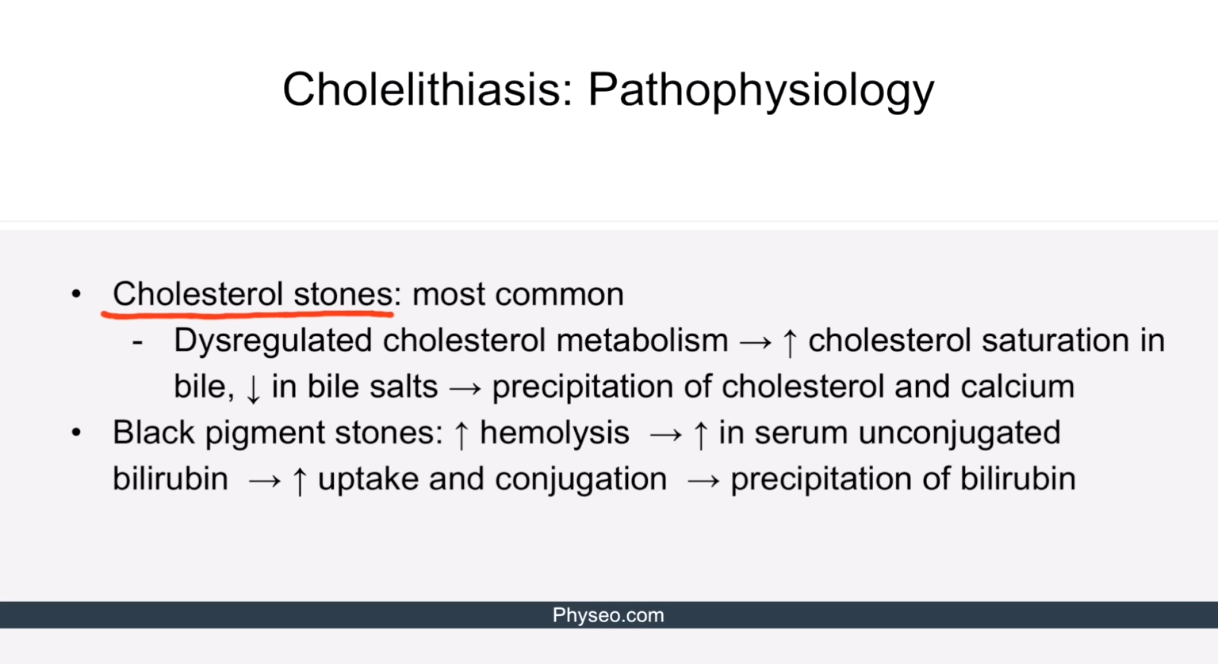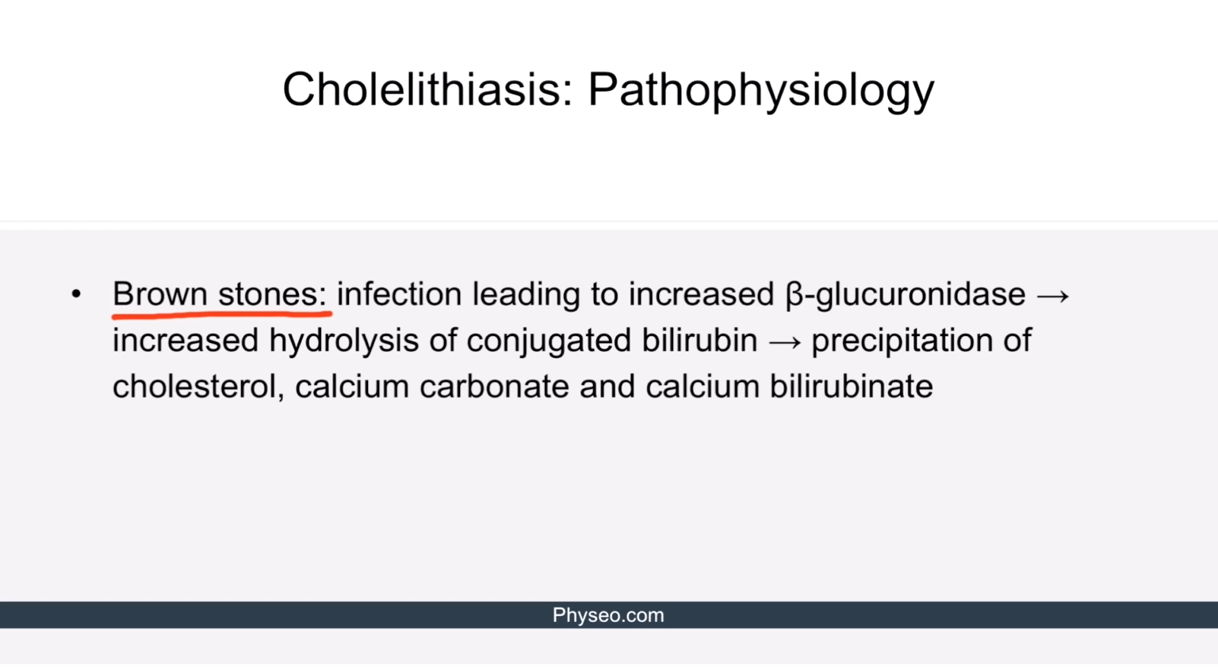Another type of stone called black pigment stones occur when there is excessive hemolysis, which leads to an increase in serum levels of unconjugated bilirubin, which increases the release of bilirubin within bile and leads to precipitation as stones. Brown stones are mainly due to biliary infection with organisms that produce beta-glucuronidase, which leads to increased hydrolysis of conjugated bilirubin. Consequently, the increased concentration causes precipitation of cholesterol, calcium carbonate, and calcium bilirubinate as brown stones.